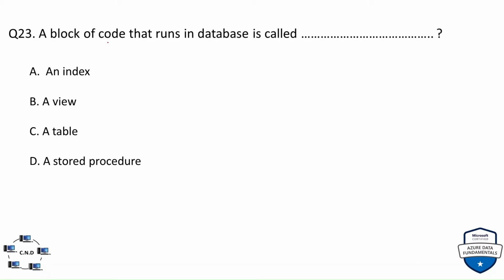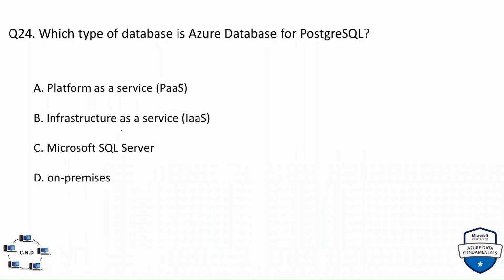Question number 23 is that a block of code that runs in the database is called. Options are A. Index, B. A view, C. A table, and D. A stored procedure. And the correct option is a stored procedure. Question number 24 is that what type of database is Azure Database for PostgreSQL? The options are A. Platform as a service, B. Infrastructure as a service, C. Microsoft SQL Server, and D. On-premises. And the correct option is again platform as a service or PaaS.